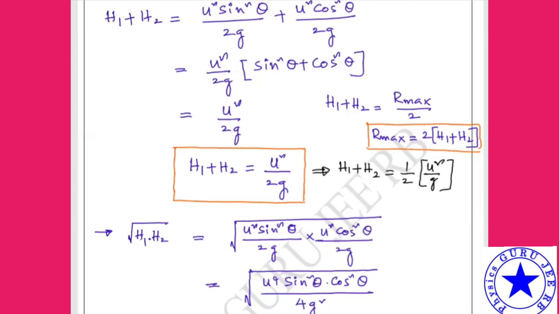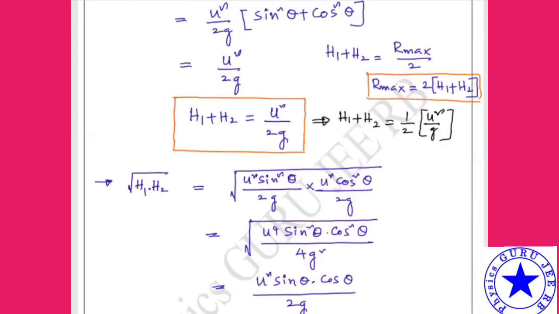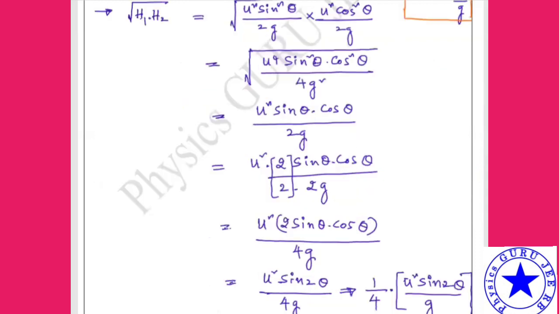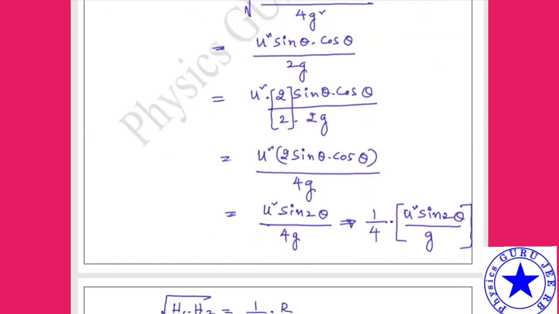What is the value of R max? R max equals u square divided by g. Already we discussed this one. So this is R max. Hope this is clear to all. So this is the final one. Hope this is clear till this point.